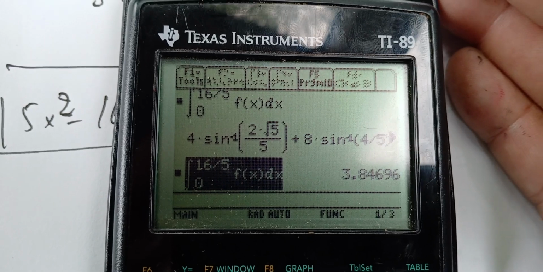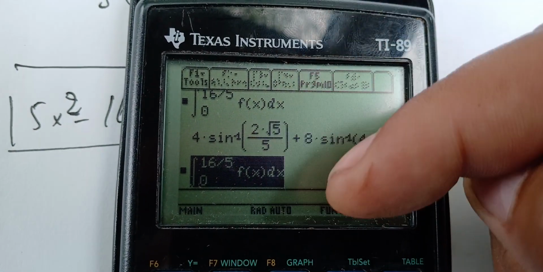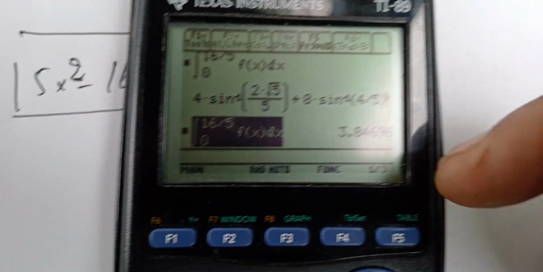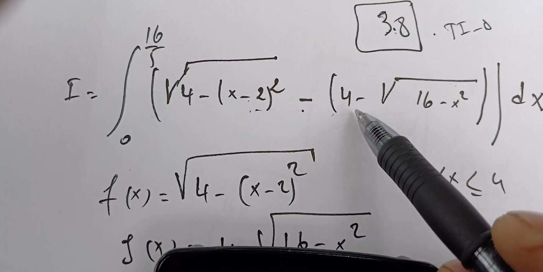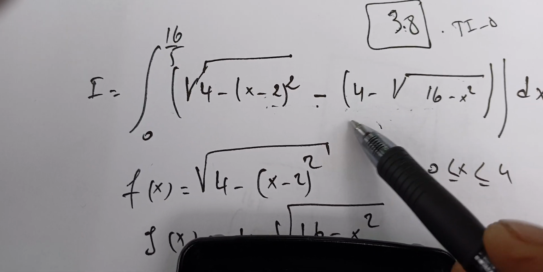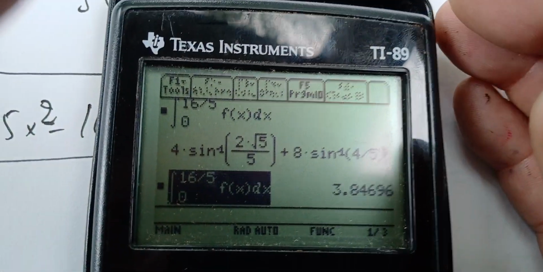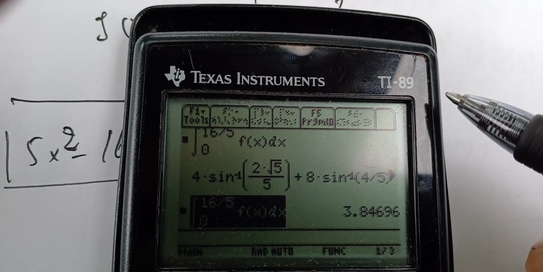The powerfulness of the TI-89 you see on the top. It's even giving you the integral sign and the dx. So this is the area, 3.8, and I didn't do anything by hand here. I stopped here. The final step, I did it on the calculator, and I trust this calculator. It's very powerful, and I get the same result as the one that Mind Your Decision got.